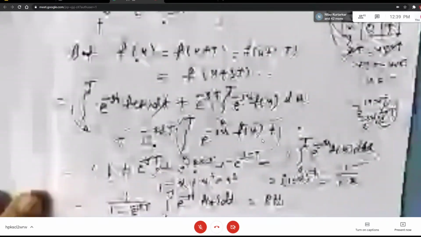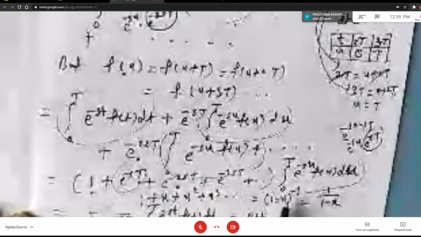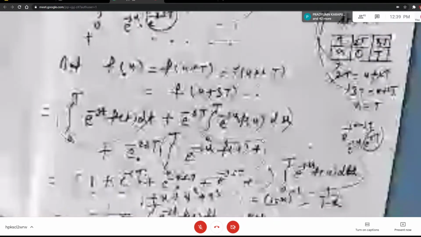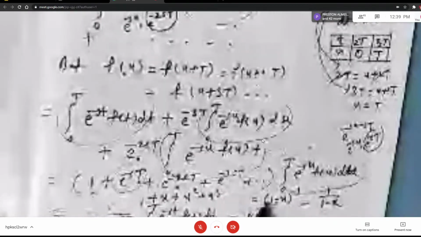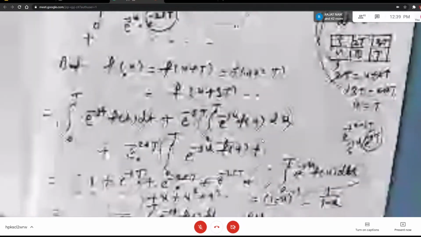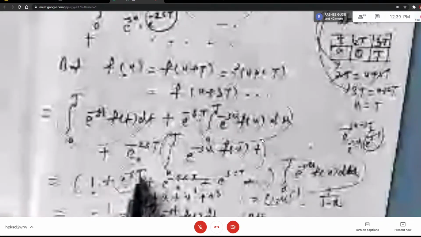Yes. See, this is a series. 1 minus x raised to minus 1 is an infinite series. The formula for this series is 1 plus x square plus x cube and so on. This is the formula. Okay. So I am comparing this expansion with our bracket here. So isn't it 1 plus x square?